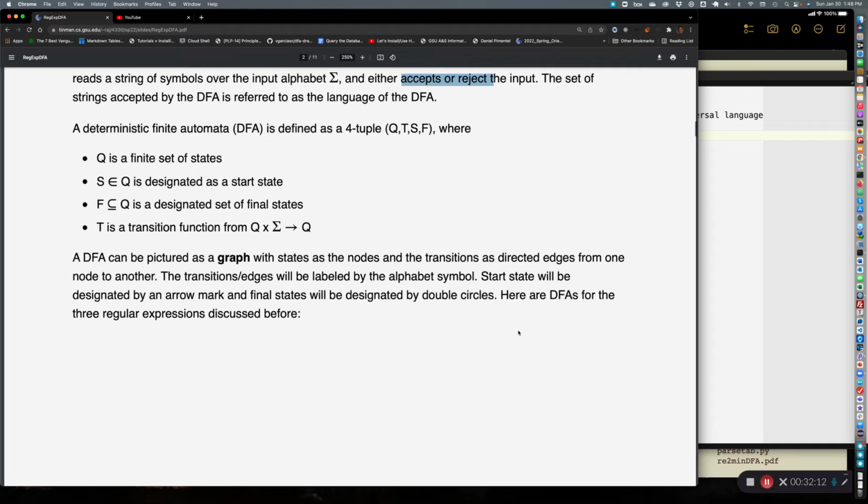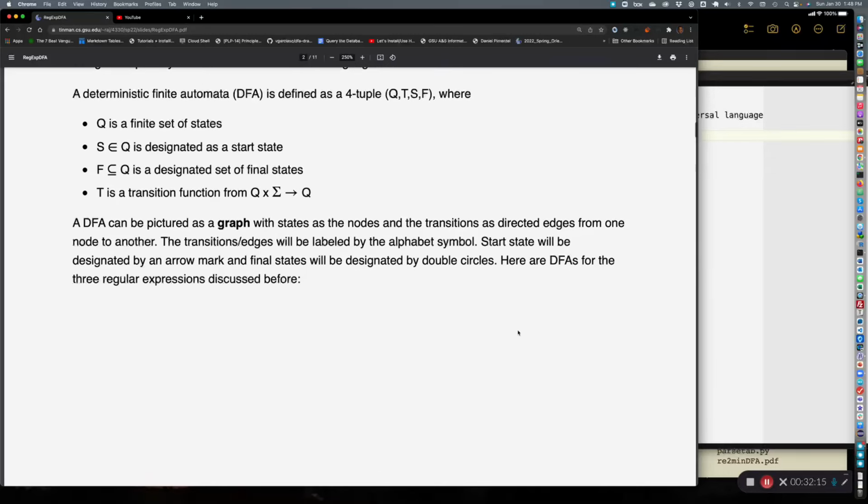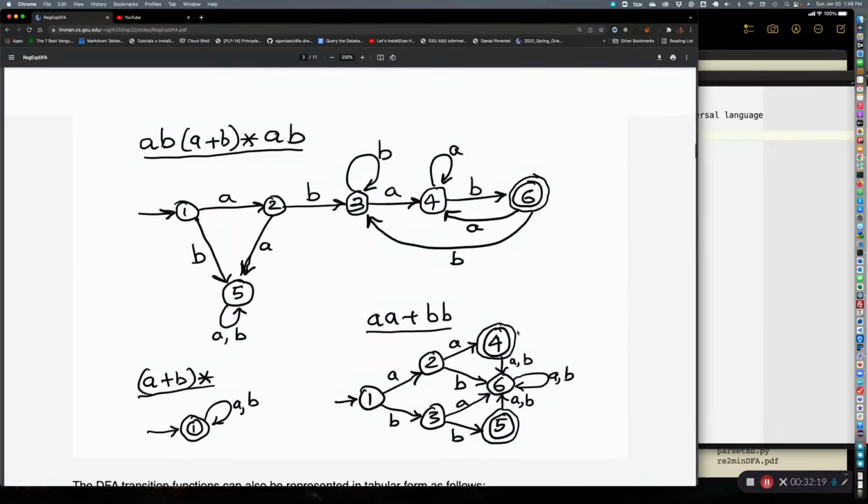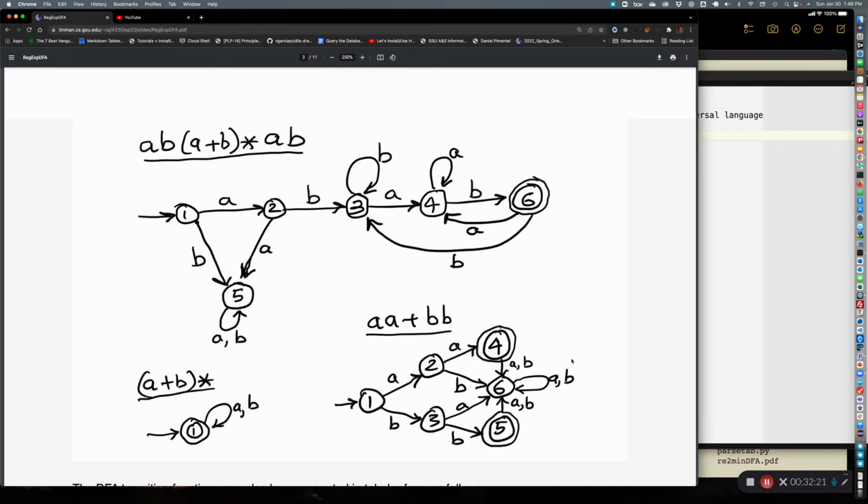So it's time to look at the graphs. In this picture, all three regular expressions are shown. The first one is AB on the top. Then the lower left corner is A plus B star, and A plus BB on this side. So there are these three regular expressions, and what we have shown here is a deterministic finite automaton in the form of a graph.